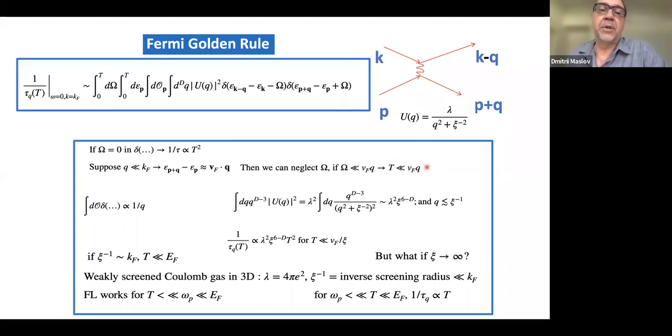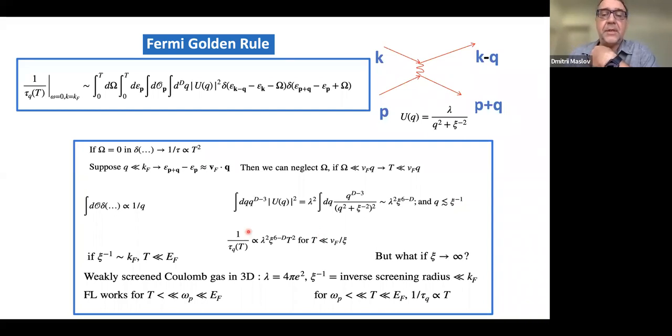After that, each of the integrals of the delta function over the angle gives me a factor of one over V_F from here. And then if we do a power counting with our interaction, we'll end up with scaling here. And this parameter xi to the minus one, which I choose to parameterize the mass of my bosonic field, will enter with exponent six minus d. At the same time, we'll see that typical momentum transfers are of the order of xi to the minus one.